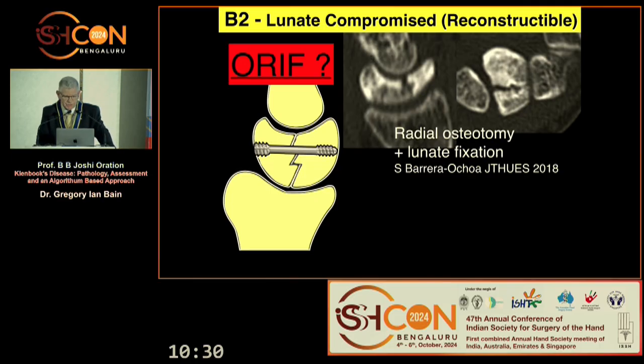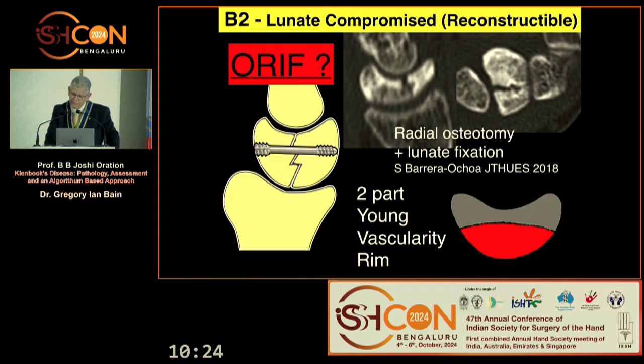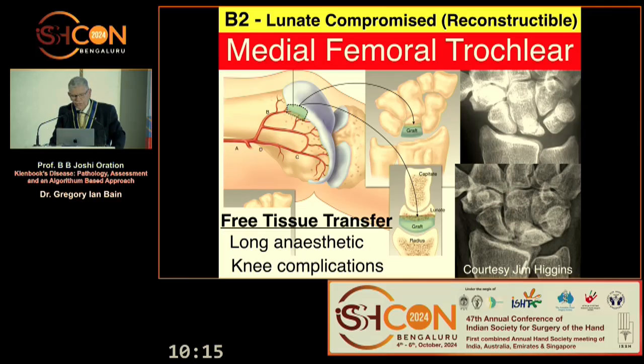The other concept is whether to put a screw across it. I'm concerned that this won't be a satisfactory outcome in this group. If you are going to do it, I think you should consider using a gadolinium-enhanced MRI to better understand the vascularity. The other concept is the medial femoral trochlear graft, which takes the articular surface from the medial femoral condyle and puts it into the wrist. I'm a bit concerned about the complexity of this sort of procedure.